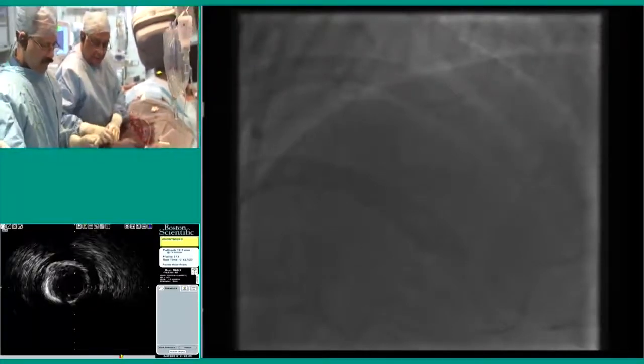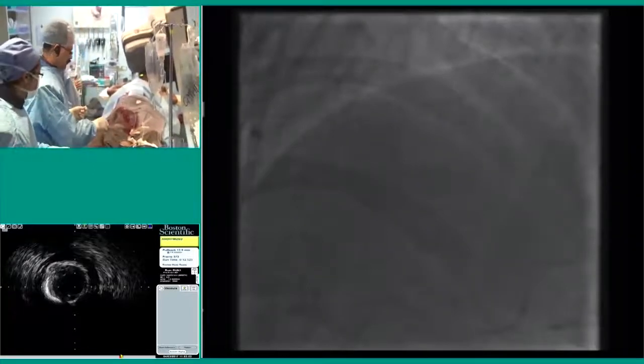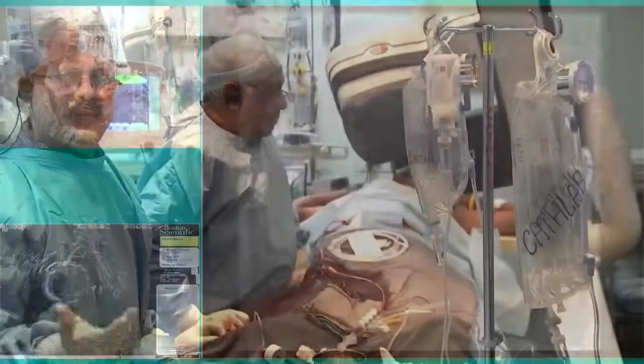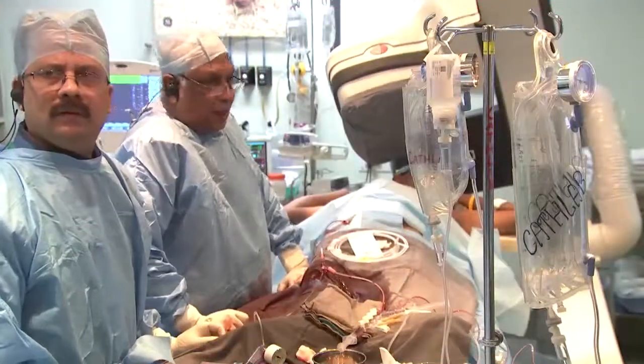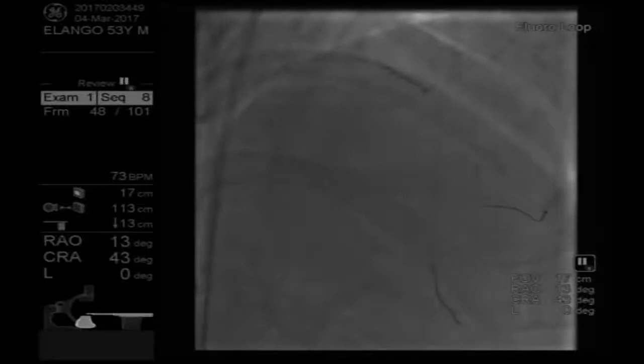Mathew, you could shift us to the other side, please. Could we go to the other lab? Please go to the other lab. Whichever. Yeah, sure. So go ahead, Mathew. Can you show the pictures, the fluoro images, please?